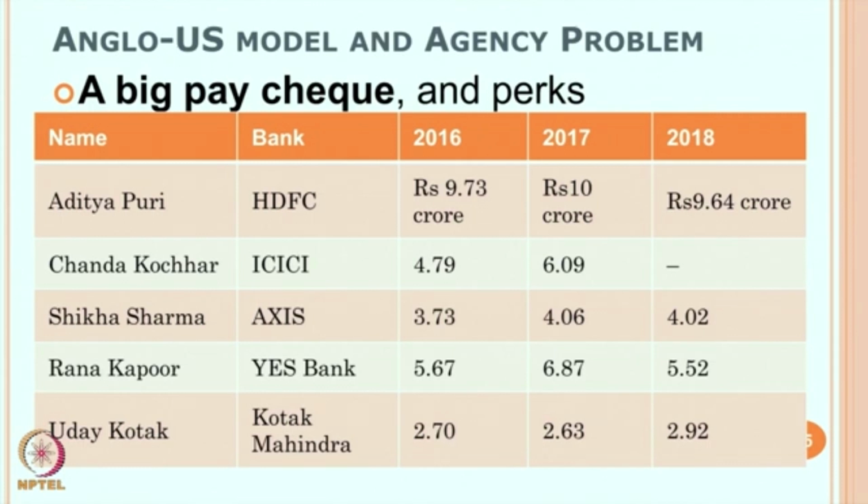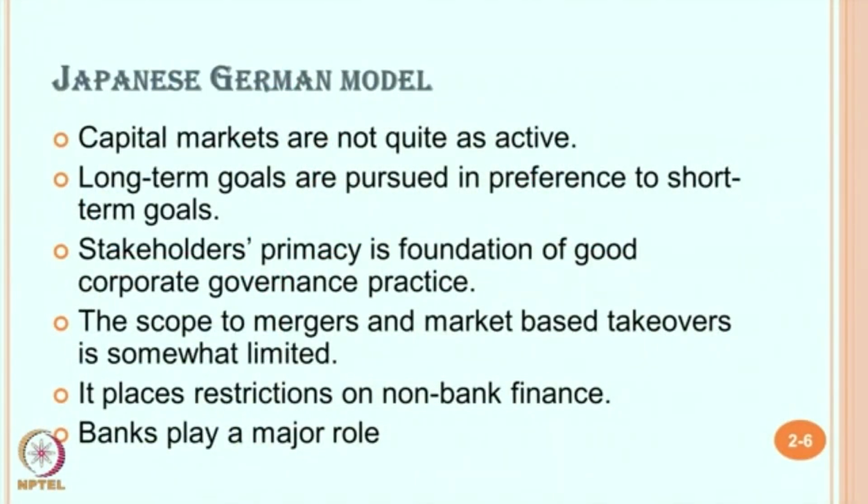That's true for CEOs of many private companies, and this is mainly because of the US model, where the top management team gets a very high salary. Okay, this was just as an example. Now there is also a Japanese and German model. Keep in mind that these are advanced countries, but the capital markets are not as active as in the US. So the market control as envisaged in the US or Anglo-US model is not very active.